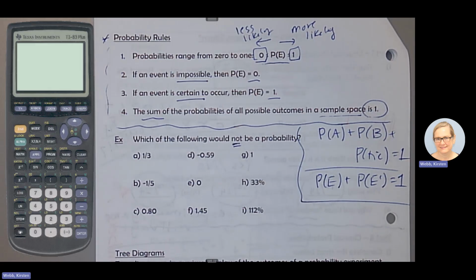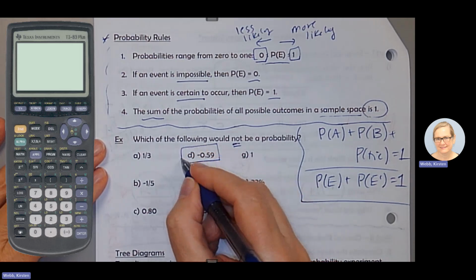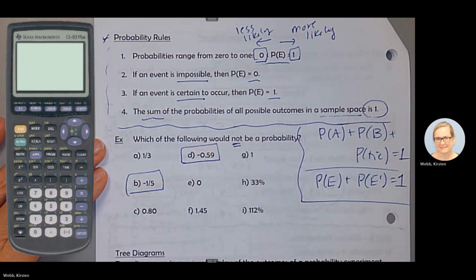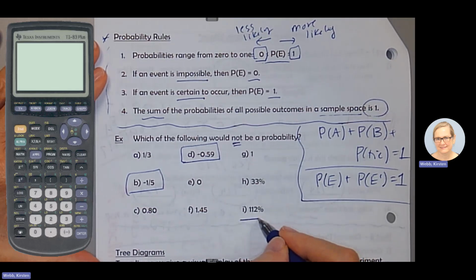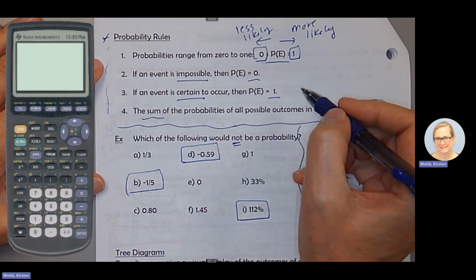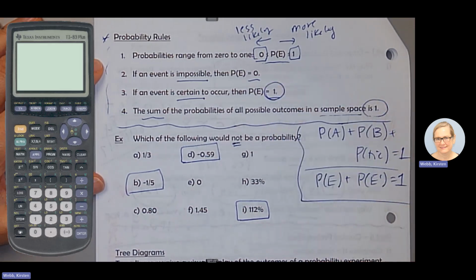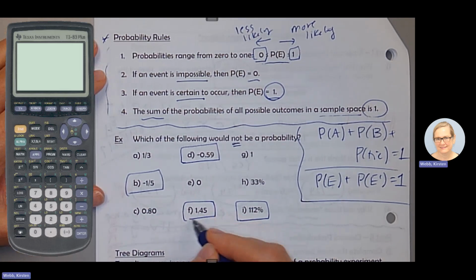All the negatives, yeah. So D would be out. B would be out. Is that all the negatives? Yeah, neither of those could be. And 112. So in addition to all the negatives, what else are we looking for? All of the ones that are bigger than 100%, or in probability language, bigger than 1. Any others that are too big? F, 1.45, yeah.